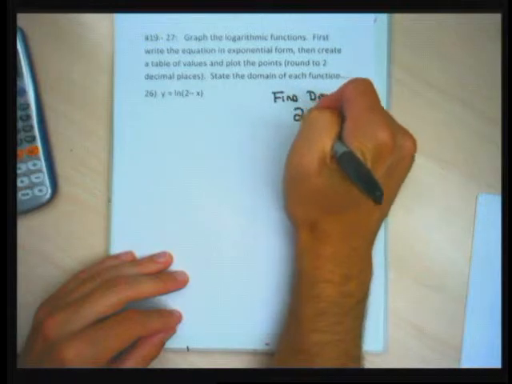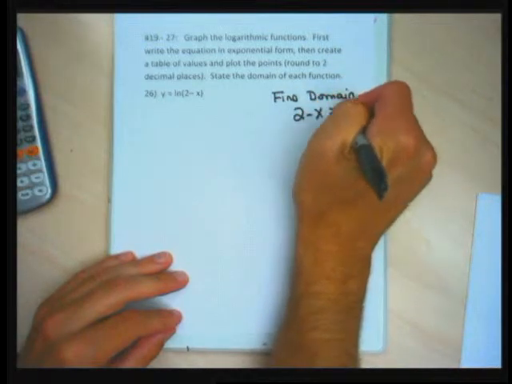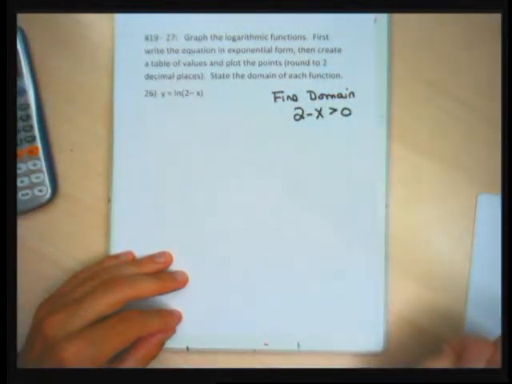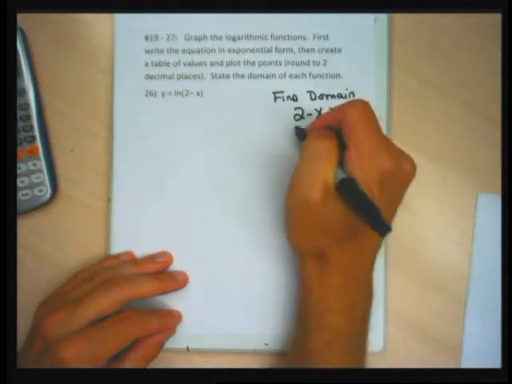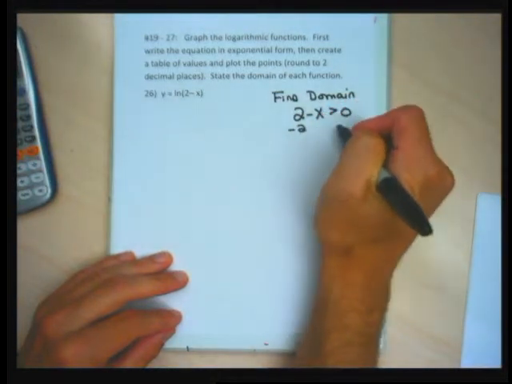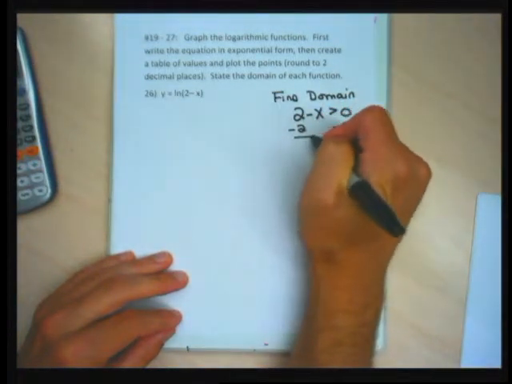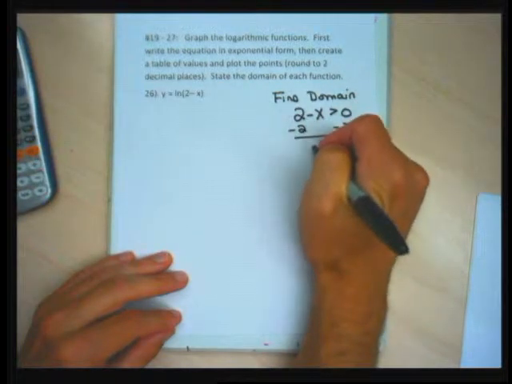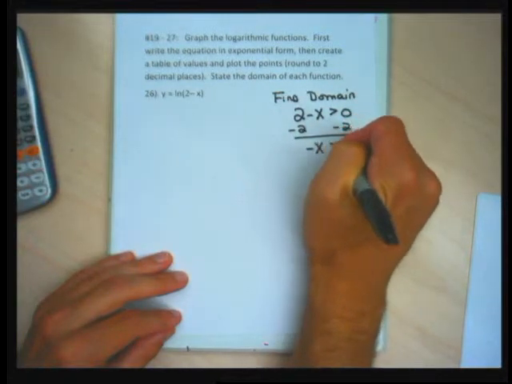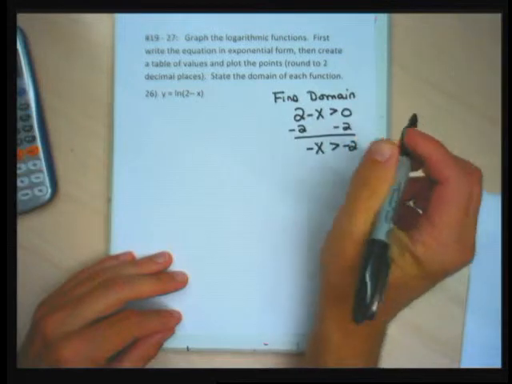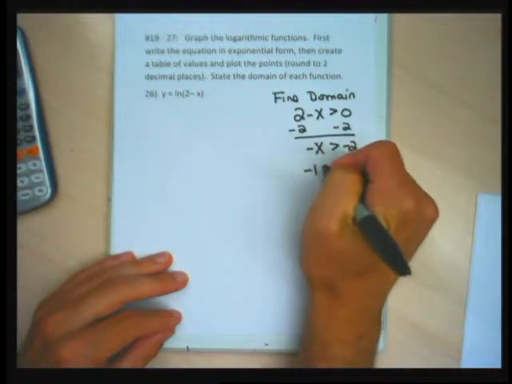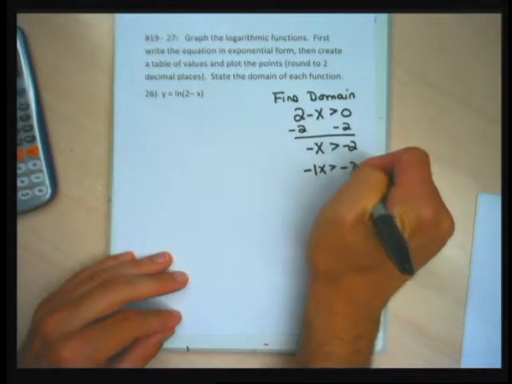I set the argument greater than 0. I'm going to solve for x, and I'm going to leave the x on the left-hand side because it's going to help me. So I'm -2 from both sides. That gives me -x is greater than -2. And that really means -1x is greater than -2.